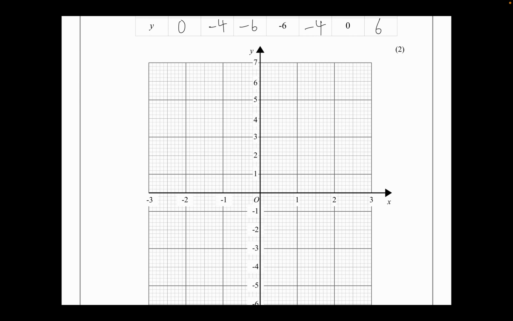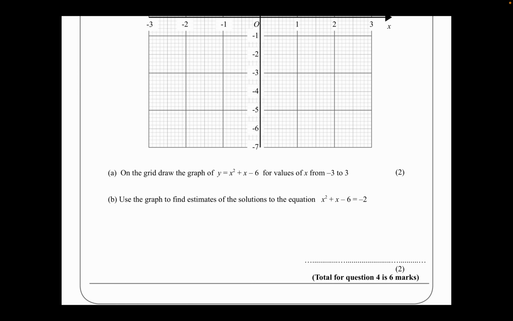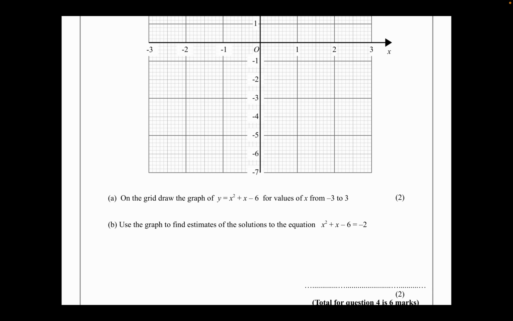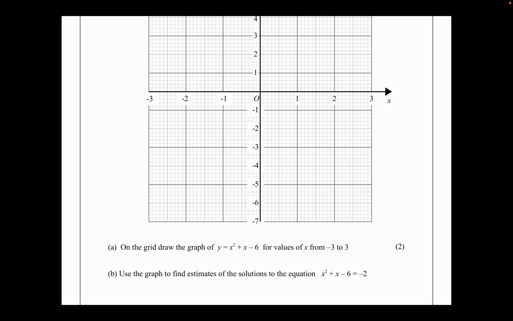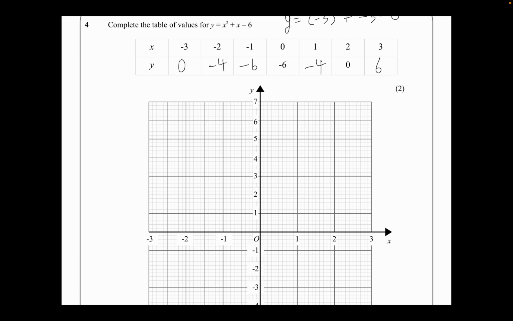Now that we have completed the table of values, on the grid we have to draw the graph of y equals x squared plus x minus 6 for the values ranging from negative 3 to 3. Okay, so basically this is just plotting of points. We're going to see the x values. Remember, it's always x comma y. So you're going to first plot negative 3 comma 0. On the graph, negative 3 comma 0 is going to be here.